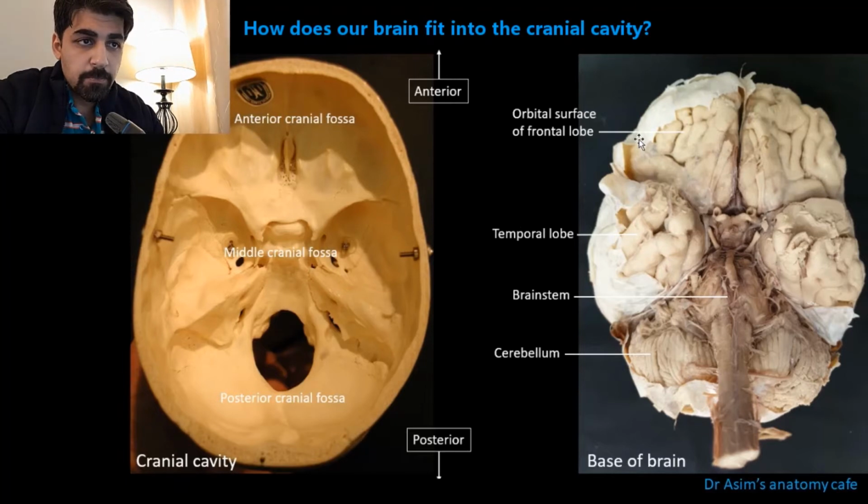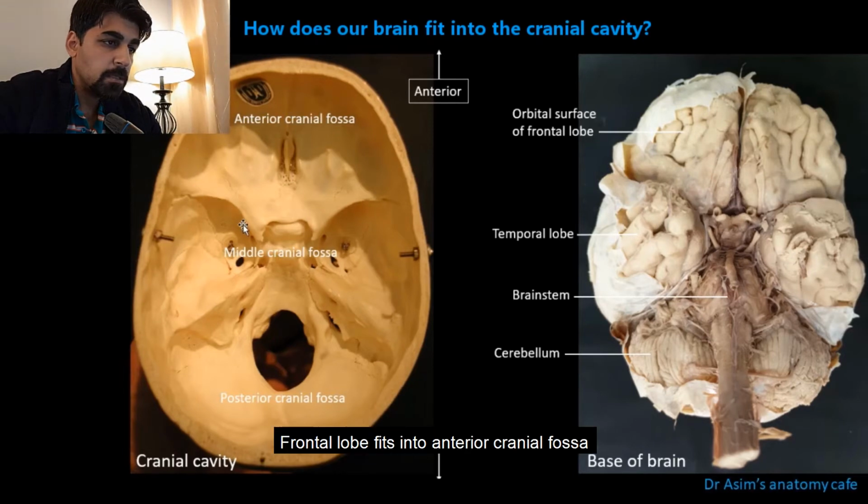We can see the frontal lobes over here. This is the undersurface of the frontal lobe you're looking at. So these are the orbital gyri on the undersurface of the frontal lobe, and this is the orbital surface of the frontal lobe. And this region is going to fit into this anterior cranial fossa over here.